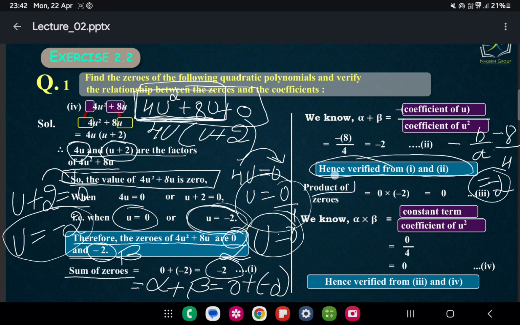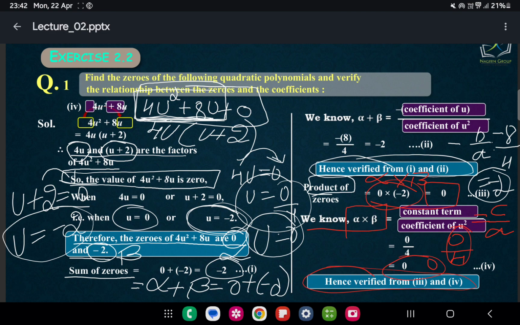Then come to the product of the zeros. Product of the zeros, we will say alpha into beta. So alpha is 0, beta is minus 2. Anything multiplied with 0 we will get 0 only, so the answer is 0. We know that alpha into beta is equal to the constant term, that is c divided by a. C is 0 divided by a is 4. 0 by anything is 0 only, so hence it is verified.